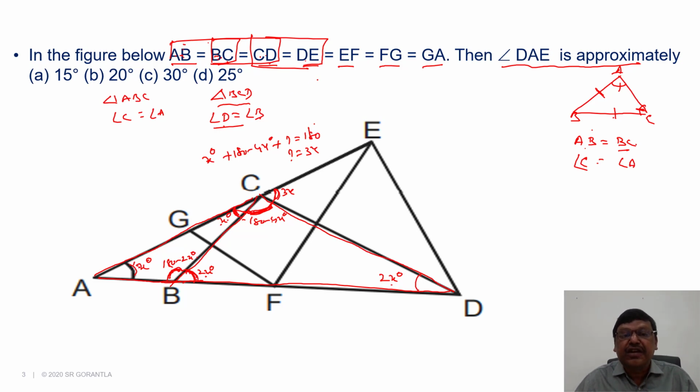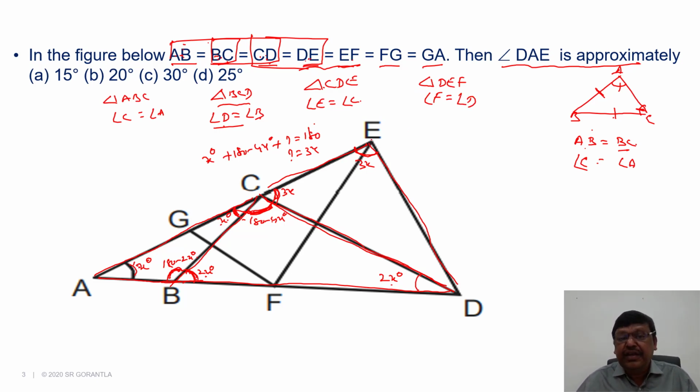Next, CD equals DE. CD equals DE means if I consider triangle CDE, opposite to CD the angle E, opposite to DE angle C are equal. We know angle C is 3x. So hence angle E, this entire angle, is 3x. Now, DE equals EF means in triangle DEF, opposite to DE, that is angle F, opposite to EF, that is angle D, are equal.